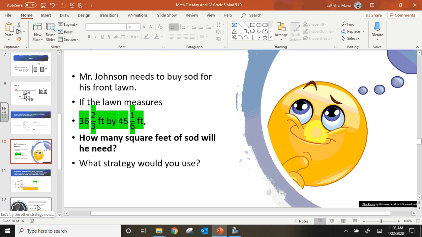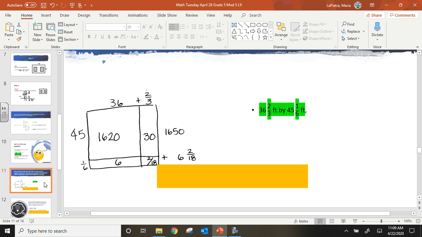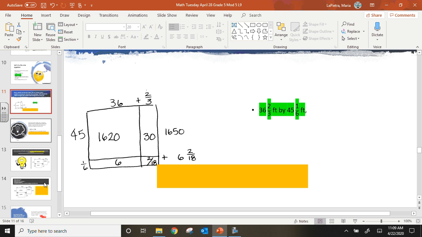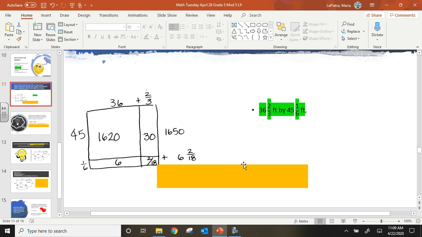Okay, so Mr. Johnson needs to buy sod for his front lawn. If the lawn measures 63 2/3 by 45 1/6, how many square feet of sod will he need? What strategy would you use? Do you want to use the break apart, the distributive property, or changing your mixed numbers into improper fractions? Well, this one is showing us the break apart.